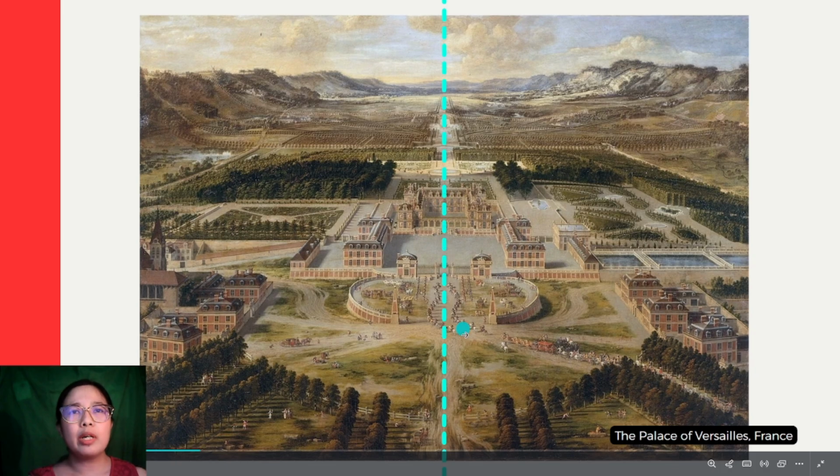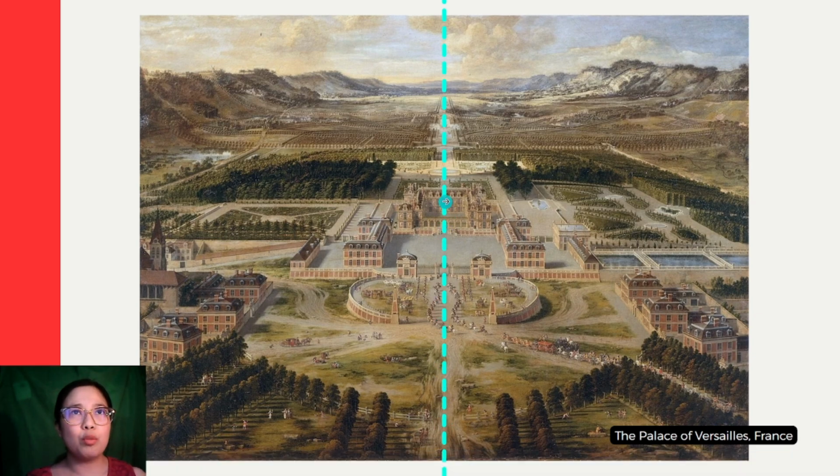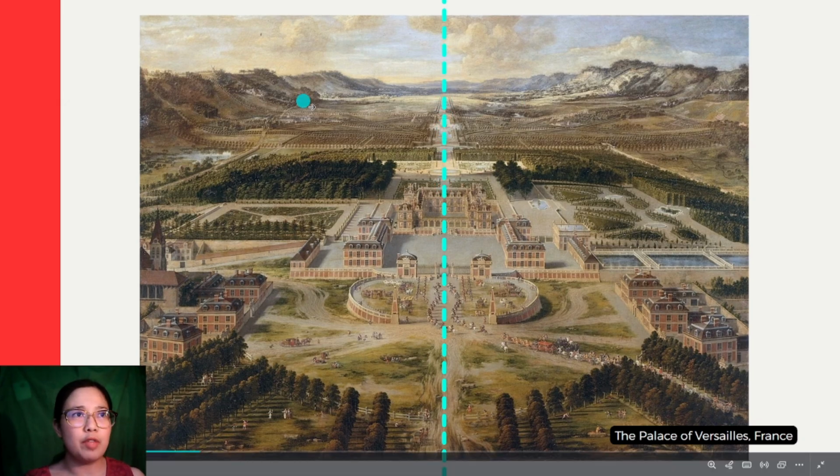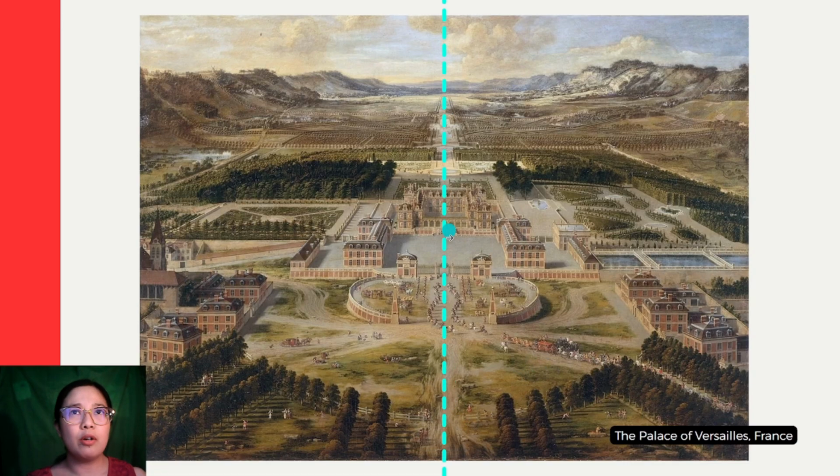Movement. So more likely, the user is starting from down here. We assume is one of the entrances, and then pag dinire-diretso mo yan, makakalabas ka doon sa outdoor spaces at the back of this image. Okay? So it's a really very prominent axis along the center.